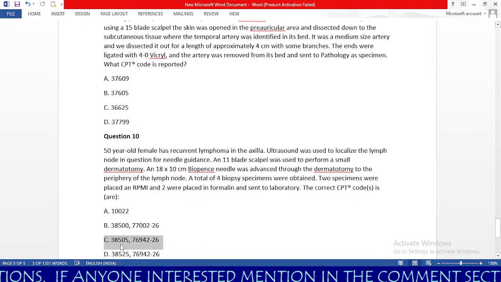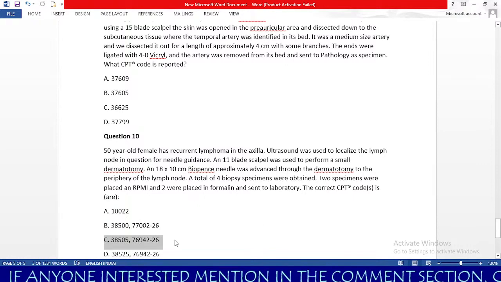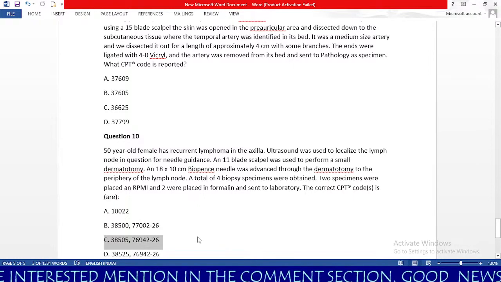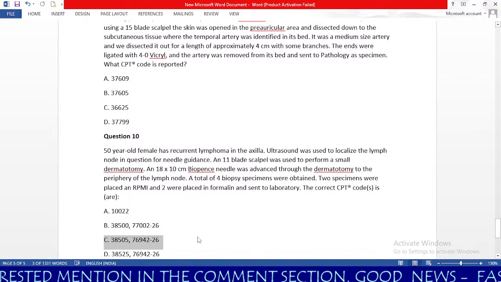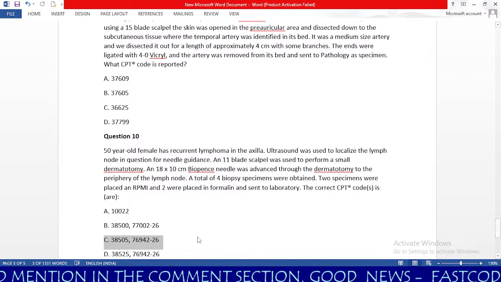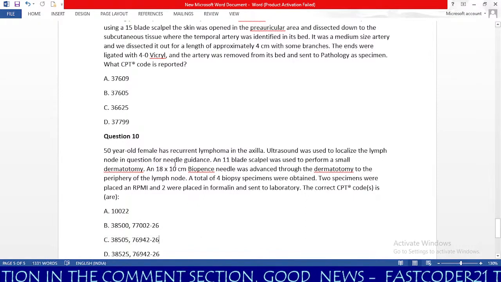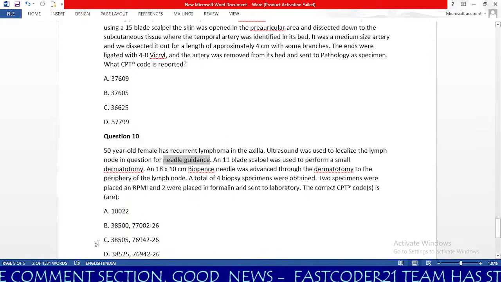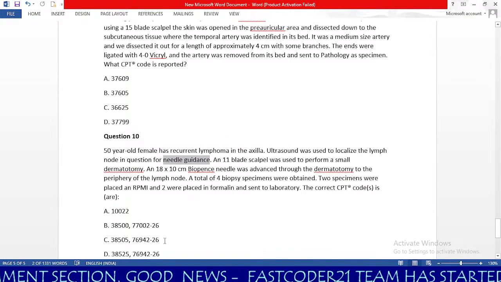525 is the open procedure. 38505 is the percutaneous procedure. As we have discussed previously, whenever the physician uses a needle, it is mostly a percutaneous procedure, not an open procedure. So here the physician has used the needle. So here our answer is 38505 769426.